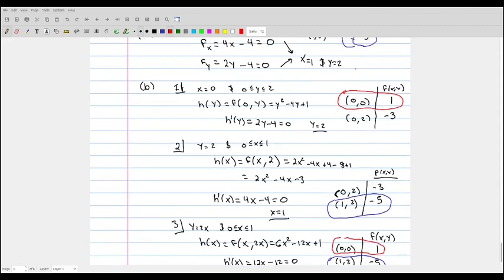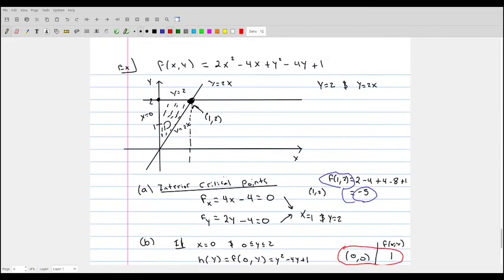So because of this, we conclude that the absolute maximum value of the function occurs here at the origin. And the absolute minimum value of this function occurs at the point 1, 2, where the minimum value is negative 5, and the value of the function at the absolute maximum is 1.